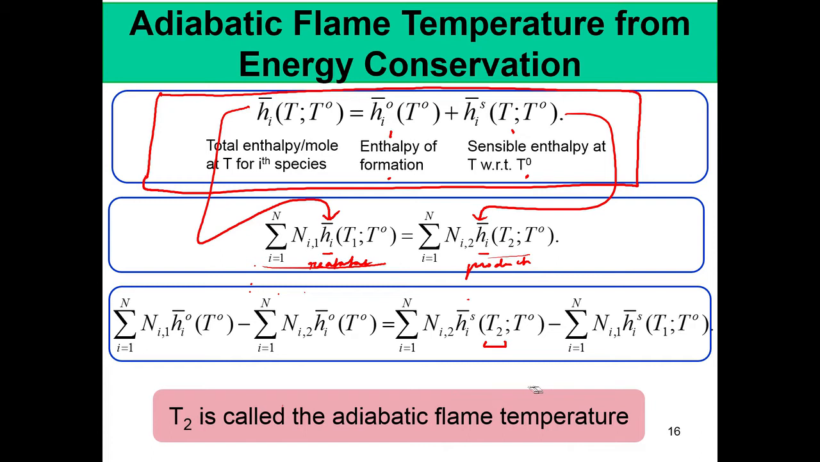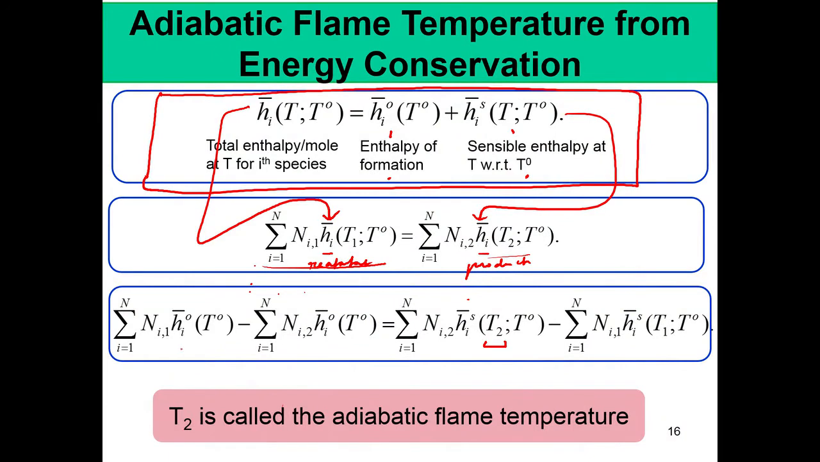Okay. So, you see the thing, that the reactants have a lot of enthalpy of formation, whereas they did not have too much sensible enthalpy because they can be at a reference state itself, whereas the products have small enthalpy of formation, but very large sensible enthalpy. The sensible enthalpy is large because it is a function of temperature, and that temperature to which it has been raised, at which this sensible enthalpy has been realized, is called the adiabatic flame temperature.